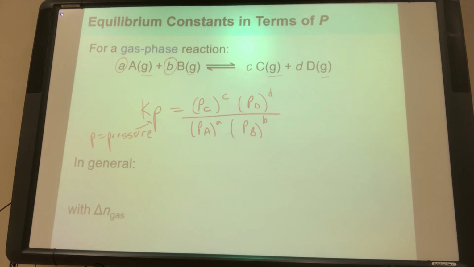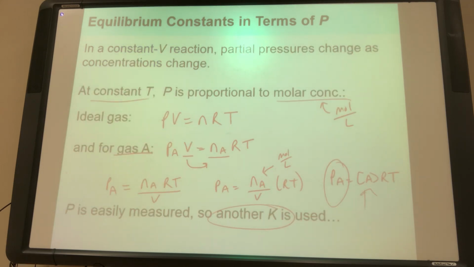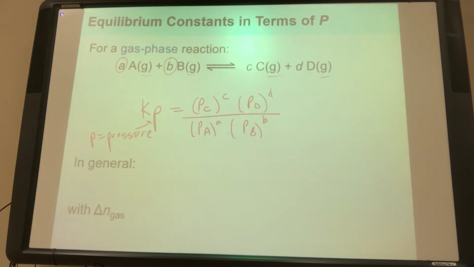Now, we might want to know, well, how do Kp and Kc relate? We looked at it earlier, and we noticed that concentration and pressure are related by RT. So if I know my Kc or my Kp, I can actually find the other one. So here's the equation that relates the two. Kp is equal to Kc times RT, and that is raised to the delta n gas. That's just one thing, delta n gas. So Kp is equal to Kc times RT raised to the delta n gas.